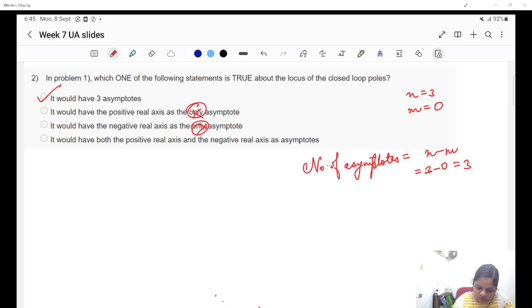As I said, the asymptotes always cover the entire range. So if it is 0 and 180 degrees, you're done. You can have just two asymptotes, but we need three. So they have to be symmetrically, equally divided in the 4-quarter region. So let's check the number of asymptotes.